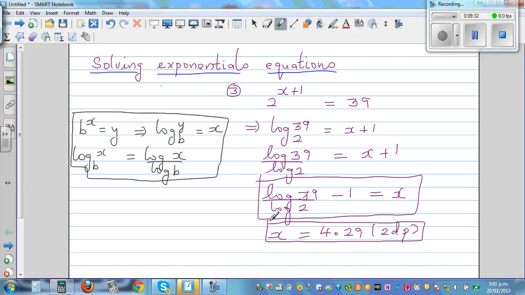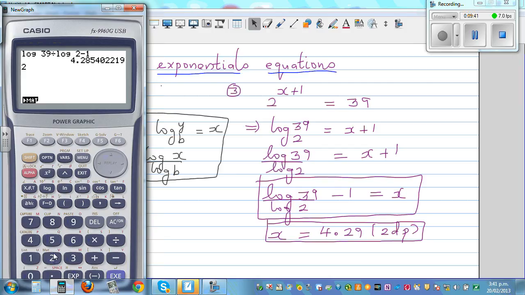Now to check your answer, I'm going to use this as the answer. So 2 raised to answer plus 1 should give me 39. So I'll go 2 raised to, I'll put this in the bracket, shift answer. So answer is this whole thing, plus 1, close the bracket, equals 39.